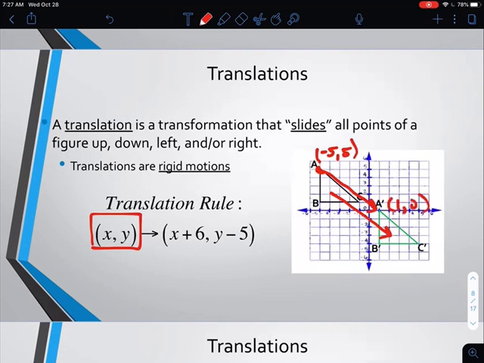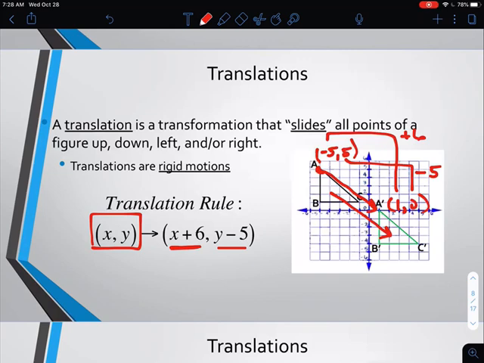If I think about what happened to x and what happened to y, notice that x went from -5 all the way up to +1. The only way to have done that is if I added 6 to my x value. That's where this x plus 6 comes in. For my y values, I went from 5 all the way down to 0. The only way I could have done that is by subtracting 5. That's where the y minus 5 comes in.